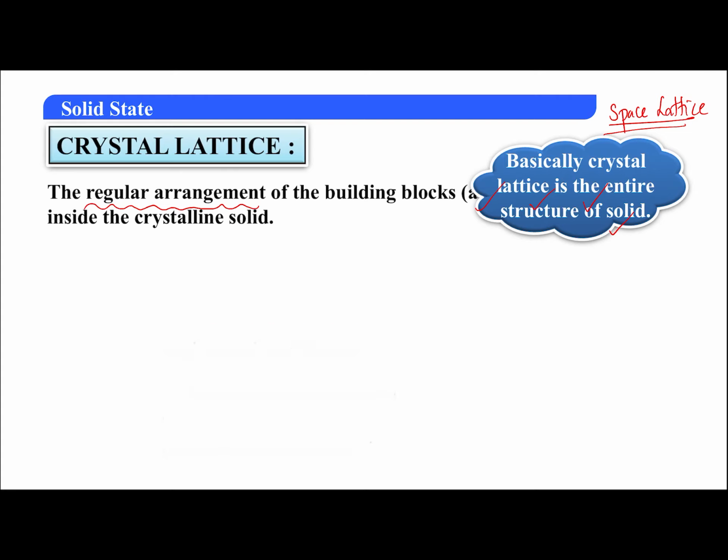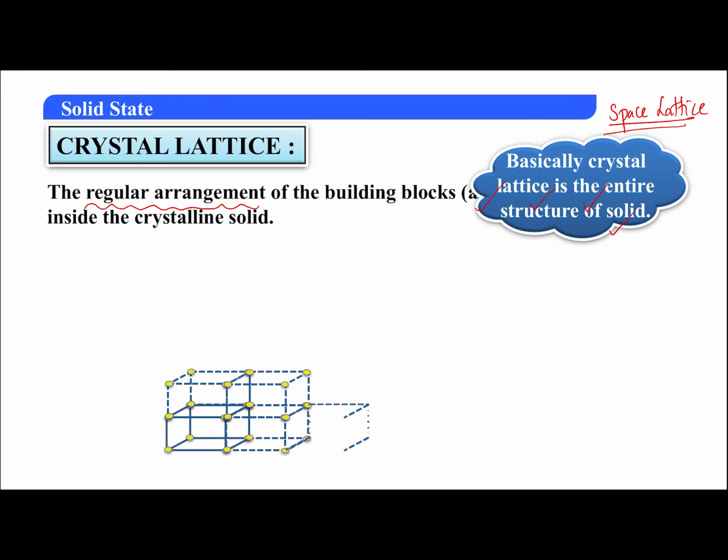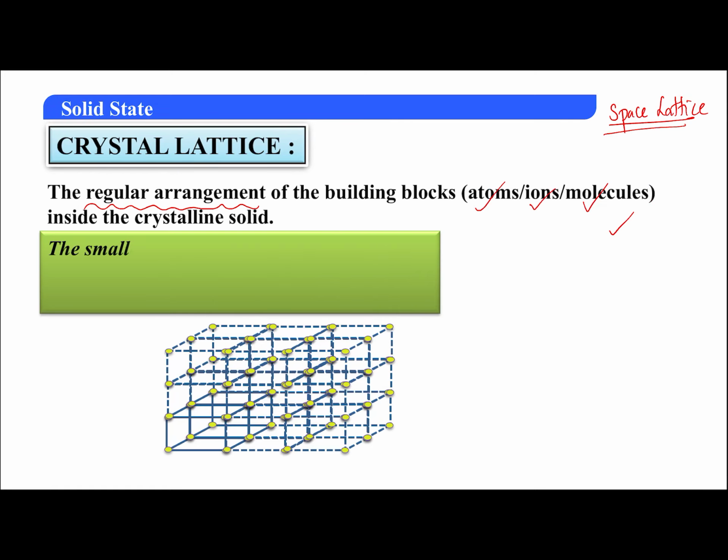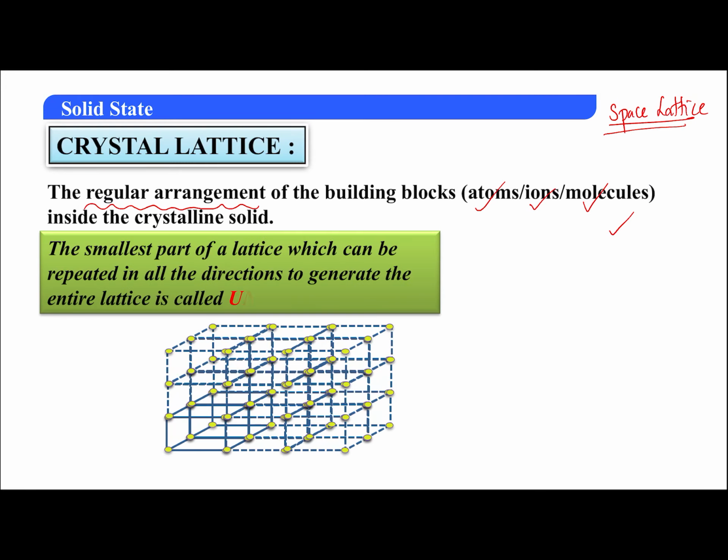And if you go back, the first thing, which was a building block, is called a unit cell. So, each building block adds up, and we go on adding up to get a huge structure. Such a huge regular arrangement of the structure is called space lattice. The smallest part of this lattice, which can be repeated in all directions to generate the entire lattice, is called a unit cell. So, whatever has been colored is nothing but the unit cell.